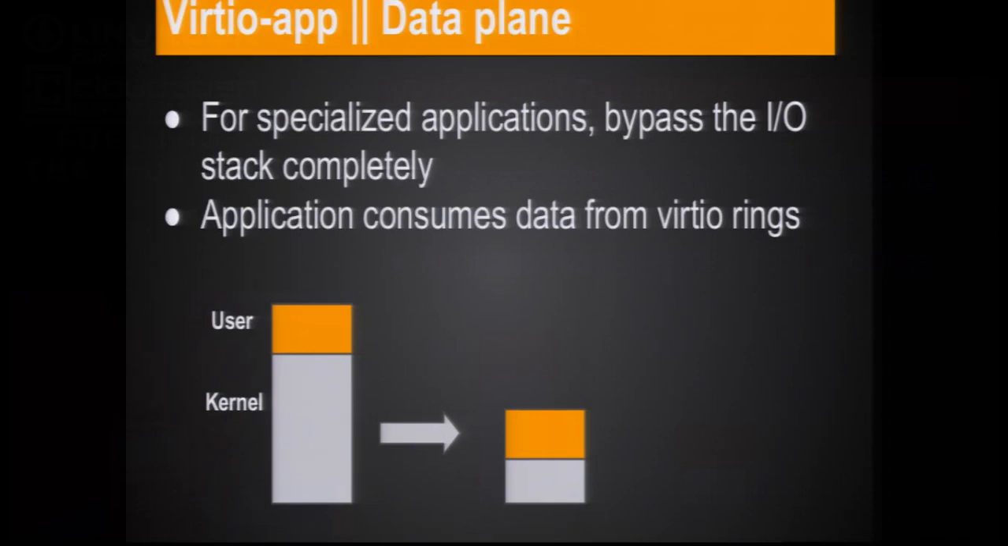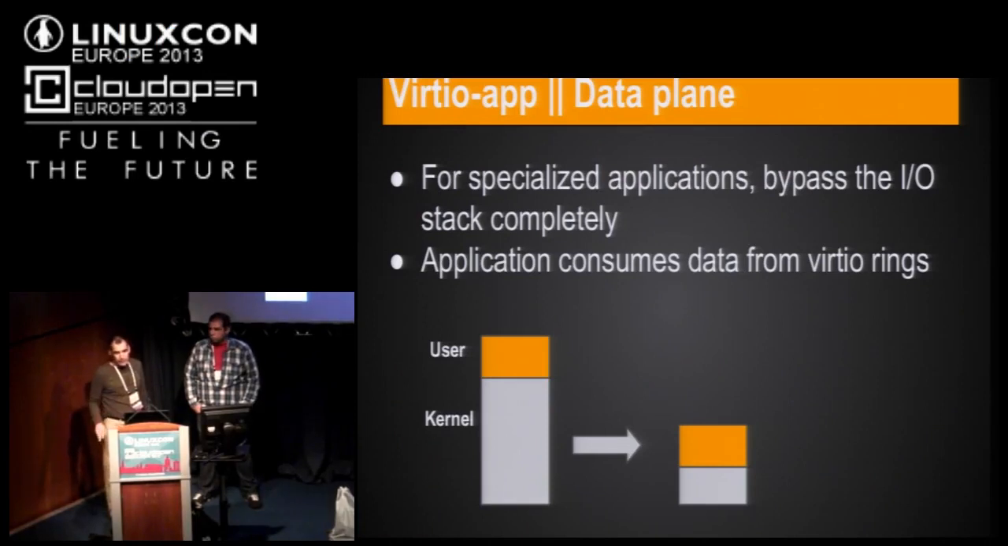Another feature, a more advanced one which will come a little in the future, is data plane applications. A certain class of application has very high performance requirements, and they don't want to go through the entire stack. For these kinds of applications, we enable direct access to the virtual ring buffer. An application can sit on top of the ring and just consume packets as they come in, do the transformations you need, and send output data very, very quickly. This way you can obtain very high performance and very low latency.